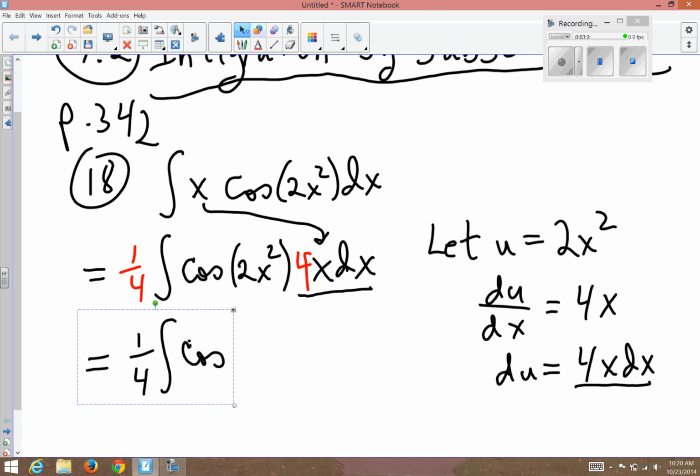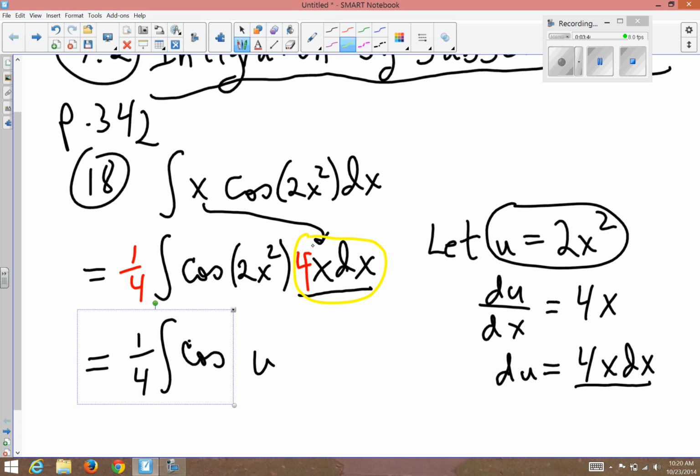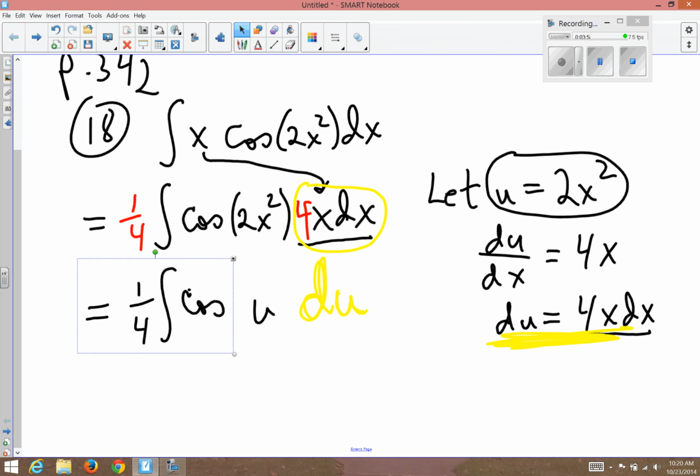Where it says 2x squared, right here, we write u there. And the 4x dx, this entire expression, is du. I used yellow, so I'm going to rewrite it. 4x dx equals du over here. So just to make this totally clear, I'm going to rewrite what I have there. 1/4 integral cosine u du.